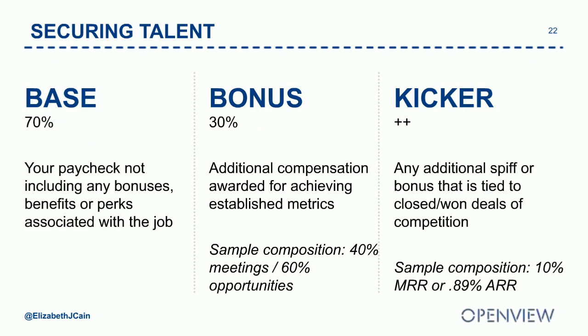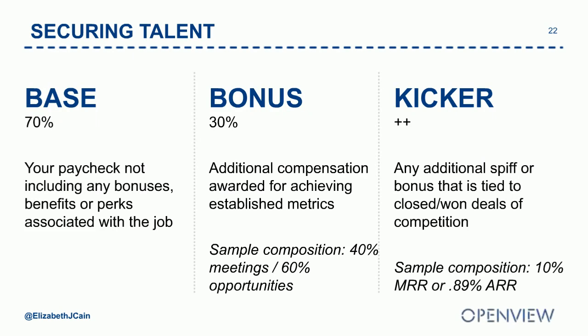That bonus component, we say about 30%. I see people range from 60-40 to 80-20. I like the 70-30 model personally. I think it sets up enough of an incentive to go make some more money, especially if it's uncapped. So a sample composition for us would be 40% set on meetings occurred and 60% on opportunities when you break down the variable. Again, having tight definitions is super important.